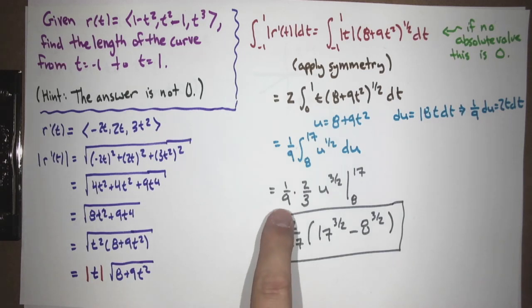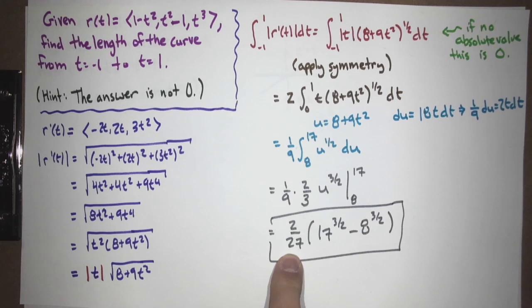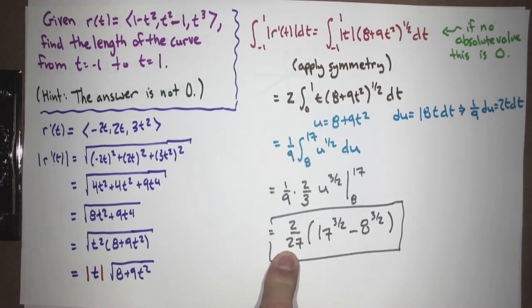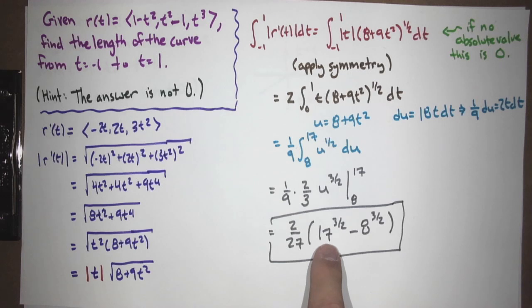So you integrate. That gives you your 2 over 27. And you evaluate u to the 3/2 from 8 to 17. So 2 over 27 times 17 to the power 3/2 minus 8 to the power 3/2. Good times, good times. All right. Well, that was fun.